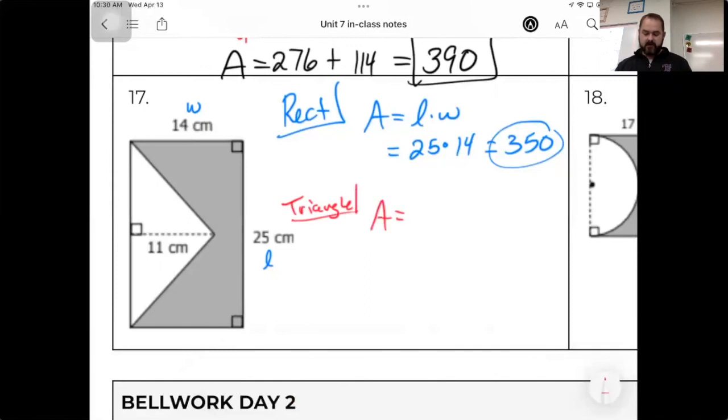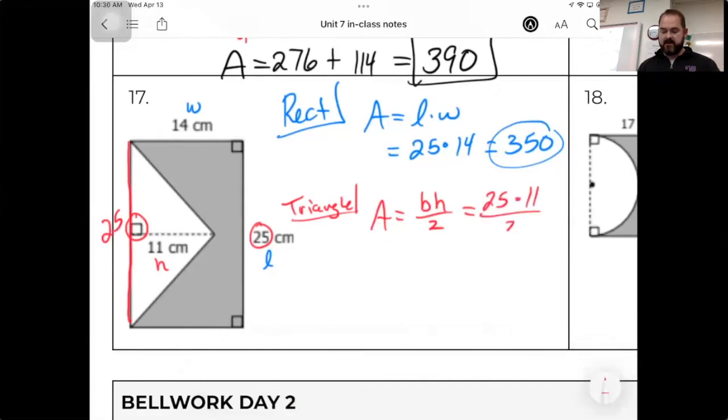The area of a triangle is 1/2 base times height, or base times height divided by 2. Now the base and height are always perpendicular, so we're going to look for the right angle. The right angle's there. That makes this 11 the height, and this side the base, which is the same as the length of the rectangle, 25. So my base is 25, my height is 11, and I need to divide by 2.